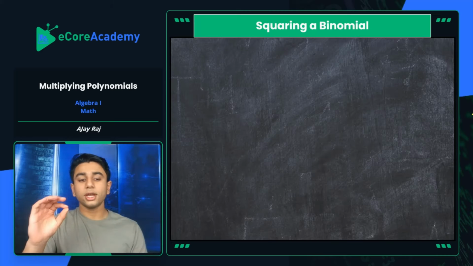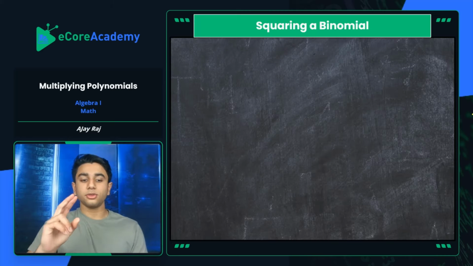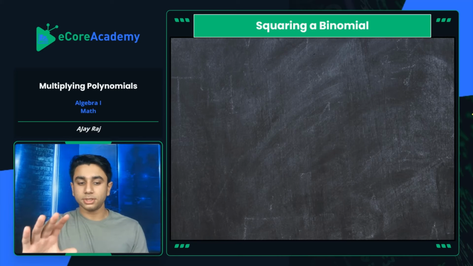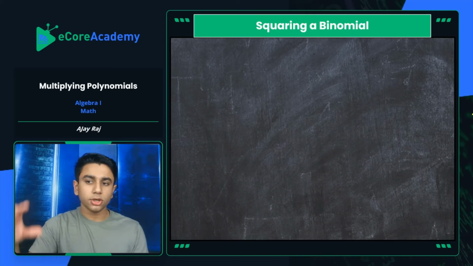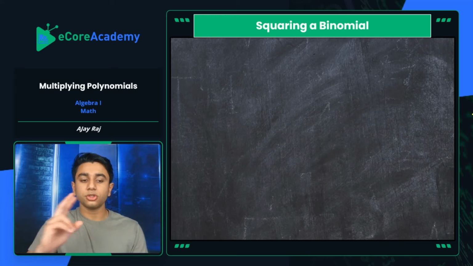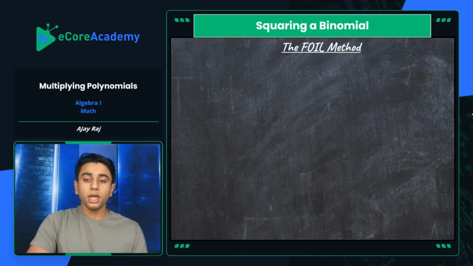So we'll take a look at the first of 2 special case scenarios that you'll be coming across in Algebra 1 specifically. There are more complex ones that you'll come across in Algebra 2, but in Algebra 1, there are 2 main multiplication instances, and that's going to be squaring a binomial, and then the next one will be multiplying conjugates. So we're going to start with squaring a binomial. And this is where the famous FOIL method essentially comes from.